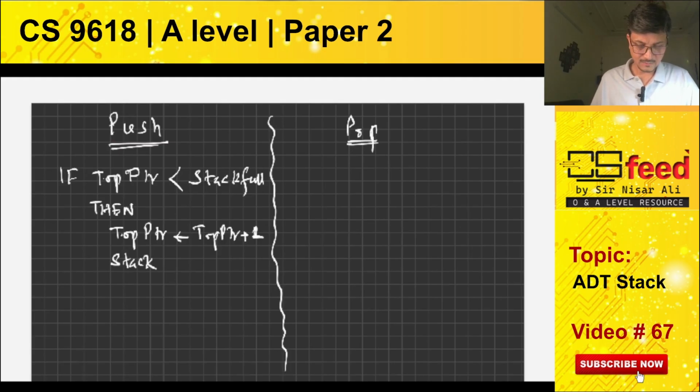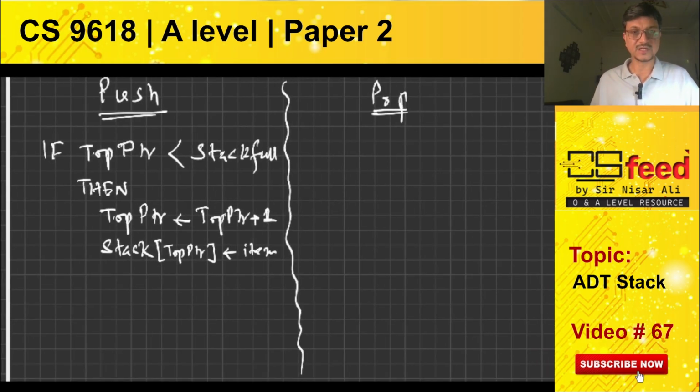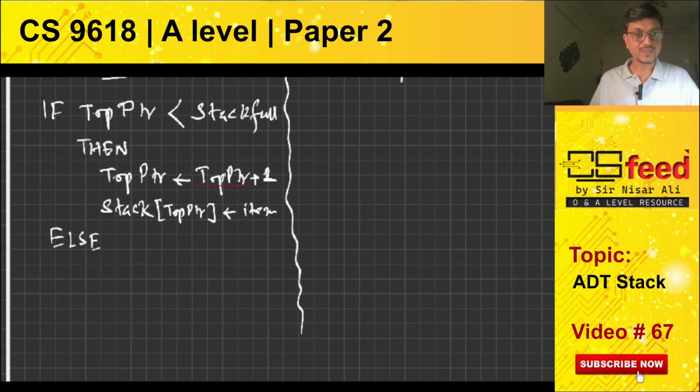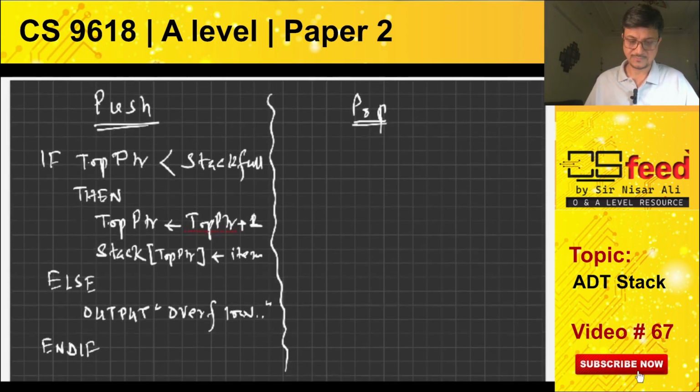Stack, the top pointer, whatever the item we want to enter, it can be added here. All right. And if the top pointer is not less than, what we write in the else part, the else part means we are just going to output an overflow, or we'll say that stack is filled, can't push. All right, this is something that you should consider while pushing an item.